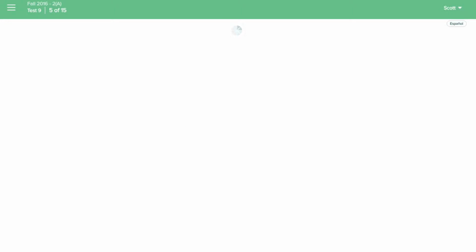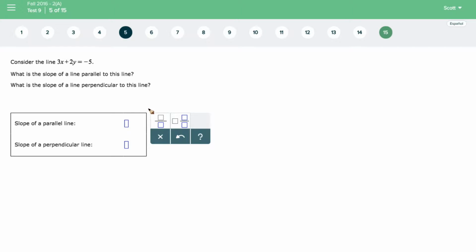Number 5. Okay, once again, we're in standard form, so we need to find the slope for that. So we have 3x plus 2y equals negative 5.